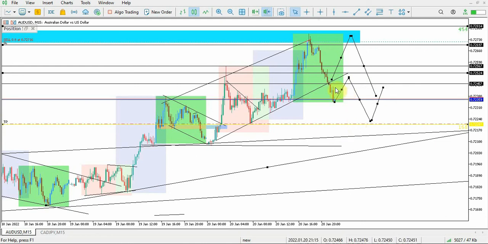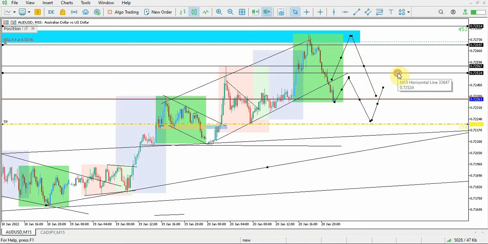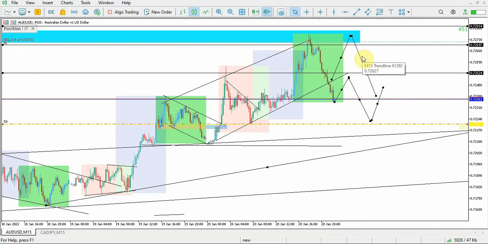Okay, and the reason why I'm looking for a pullback is because I'm looking to trail my stops. Let me just delete these lines, they really get confusing. Okay, I'll leave that. And let me also delete this because we don't really get the double top that we were expecting.